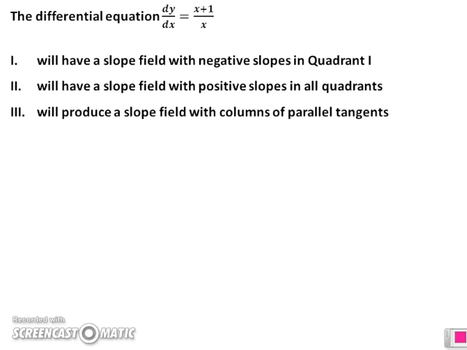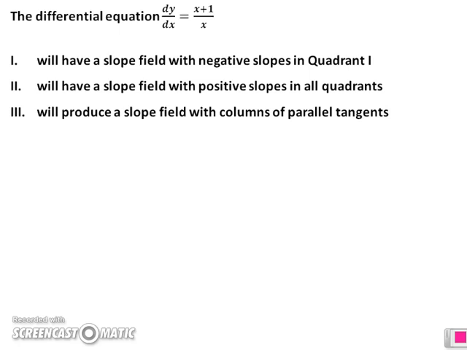Okay, so we have a differential equation, dy dx equals x plus 1 over x. Notice there's no y's in this one. So we have 3 options. We have a slope field with negative slopes in quadrant 1. We'll have a slope field with positive slopes in all quadrants. And then we'll have a slope field with columns of parallel tangents. Definitely 3. Just because there's no y in the equation, it's going to create a pattern where for every single x value, it's going to be the same slope.